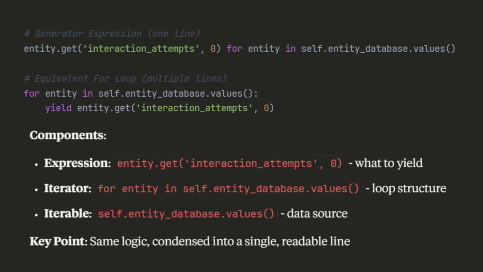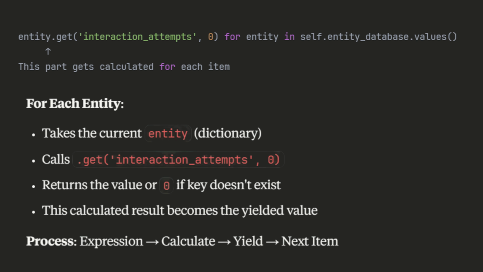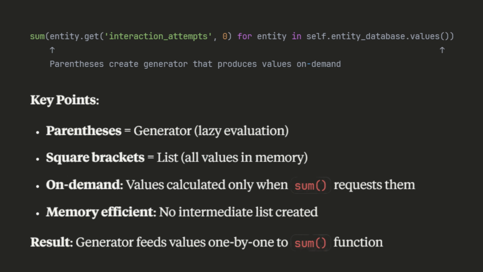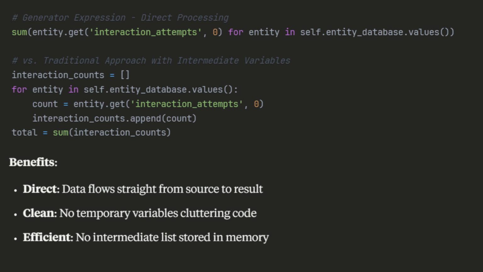entity.get('interaction_attempts', 0) for entity in self.entity_database.values() is essentially a compressed for loop written in one line. The expression entity.get('interaction_attempts', 0) is what gets calculated for each item. for entity in self.entity_database.values() is the iteration part. The parentheses create a generator that produces values on demand. This is inline data processing without intermediate variables. We have much less verbosity in our code.